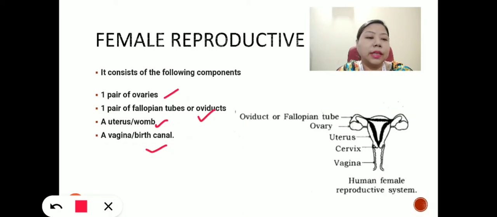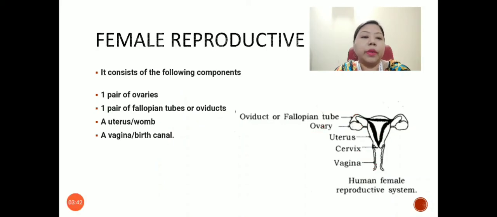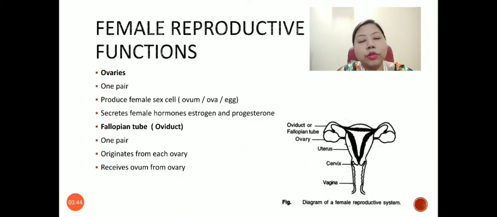Here you can see in the diagram, these are the ovaries, this is the ovary, and connected to the ovary is the fallopian tube or oviduct, and the oviduct ends up at the uterus. The cervix is here, and then the vagina, the opening of the female reproductive system or the birth canal. So let's understand in detail the function of each part of the female reproductive system.